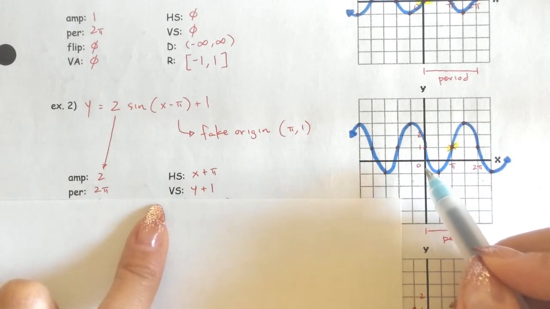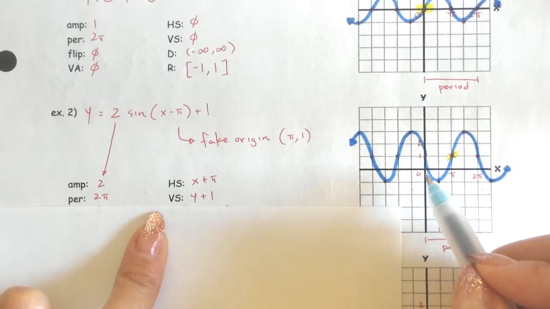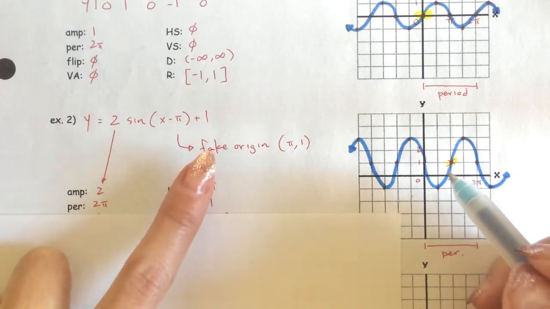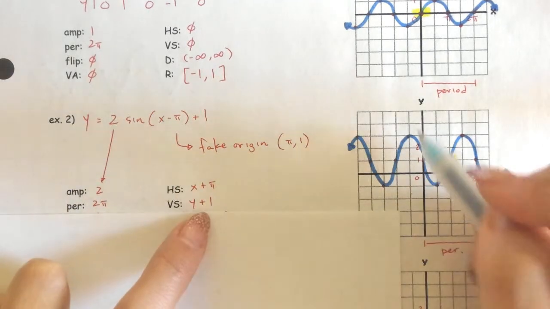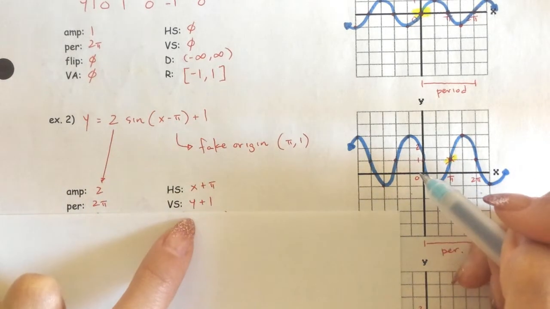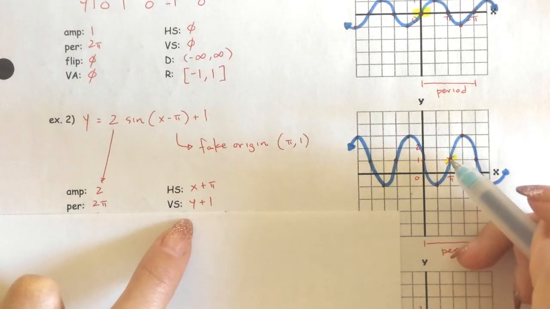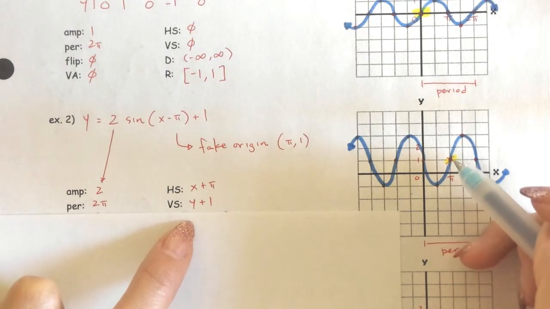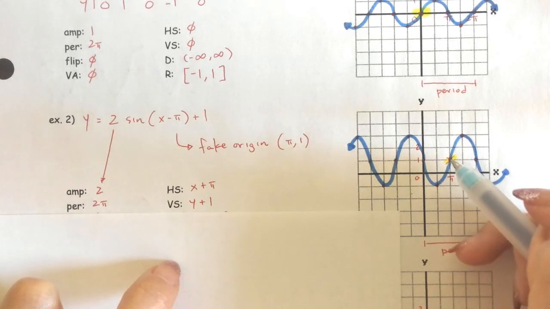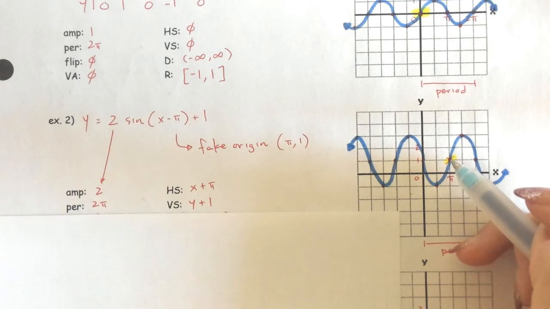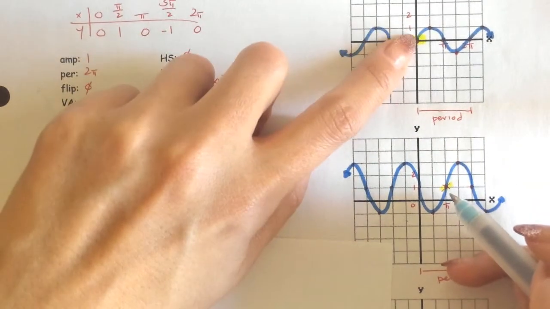And then here's what I do. So from my fake origin, I go to my fake origin. So that's pi comma 1. After I put my numbers in my xy axis, I go to pi comma 1 and I put an x. That's my fake origin. I also highlighted it, but I put a little x. That's my origin. And then what do sine graphs do?